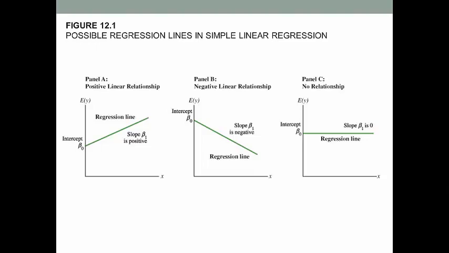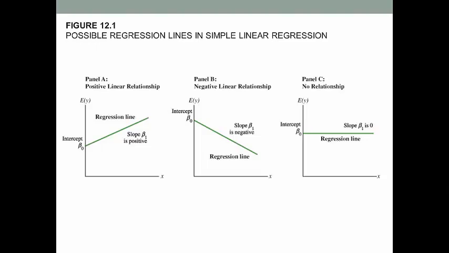So when we're talking about regression lines, we're really talking about three different potential lines. The first is what we would understand as a positive linear relationship there in panel A. The second would be a negative linear relationship. There is a relationship, but it's negative. And panel C would be there's no relationship. And if there's no relationship, our slope is going to be 0 or very close to 0, a flat line.